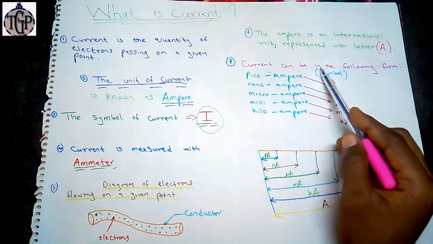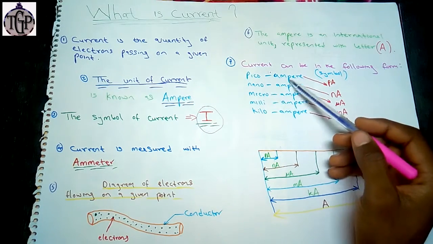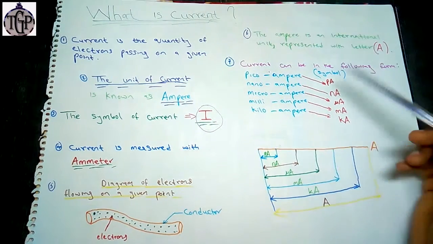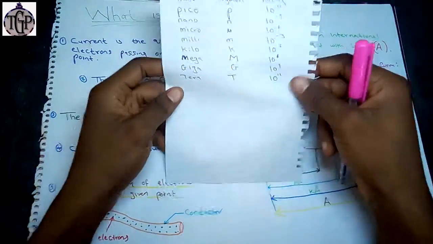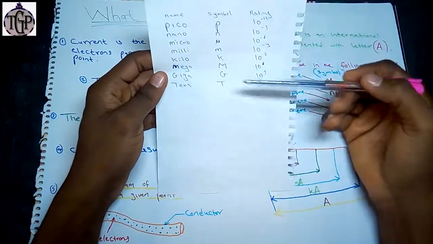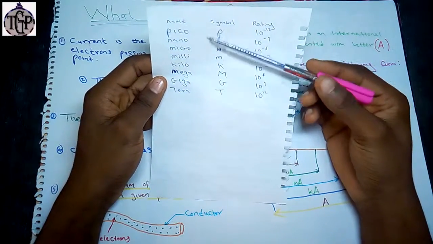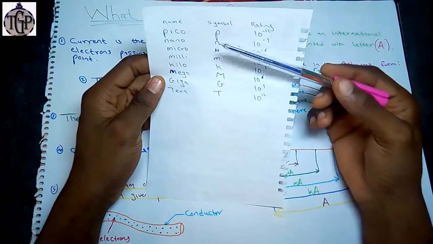Current can be in the following form. We have what we call picoamps, nanoamps, microamps, milliamps, kiloamps. These are their symbols. If you are familiar with this table, you will know what I'm talking about. But if you are not, you can Google about this table to know more details.